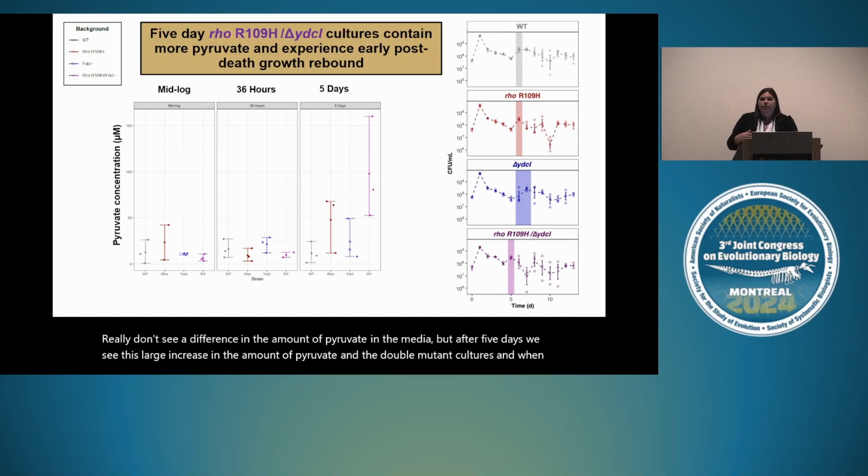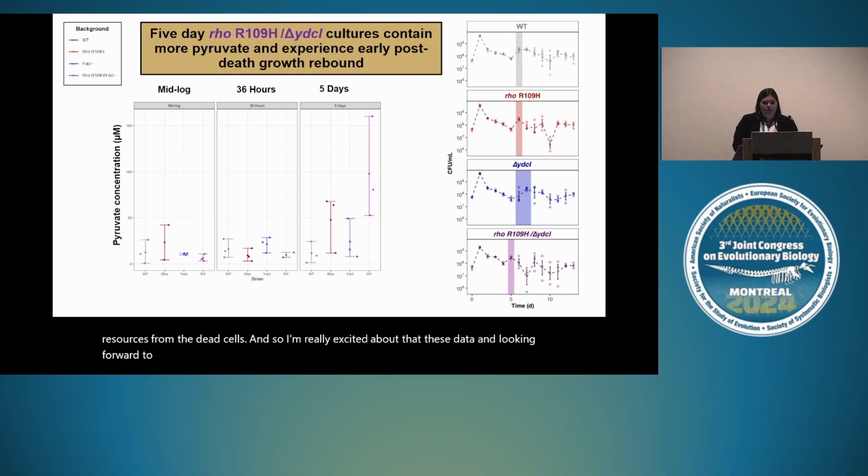And when we look at the population of our strains across the exponential phase, stationary, and follow them through death phase, we see that the first rebound following death phase occurs, it's highly repeatable, and it occurs at the same time in our wild type and single mutant strains at day 6. But the double mutant has that rebound a full day earlier. And so this suggests that potentially they have that early rebound because they're better able to utilize those resources from the dead cells. And so I'm really excited about these data and looking forward to testing more of those resources.